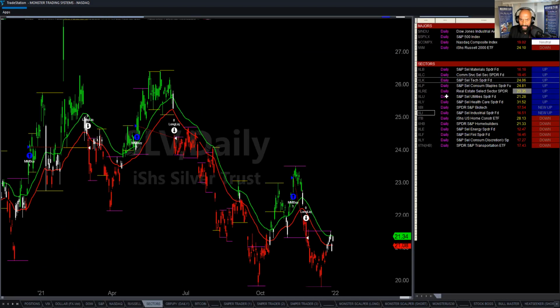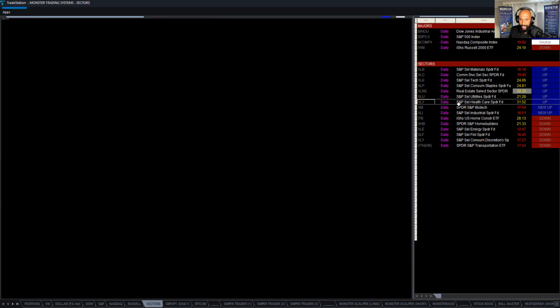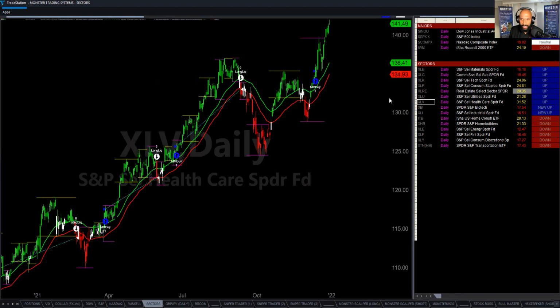As far as the sectors, we've got more sectors moving to the upside. Let's take a look at healthcare. Healthcare right now is at 31, and look at that. So that's the top moving sector right here, healthcare.